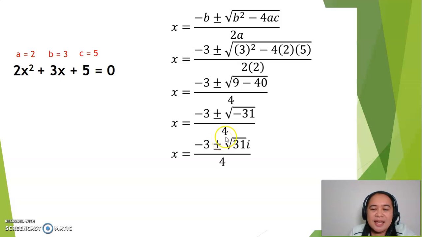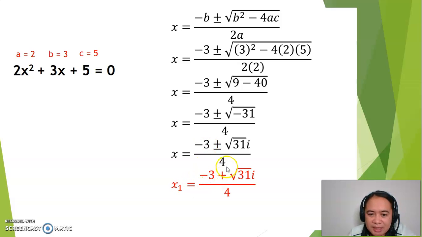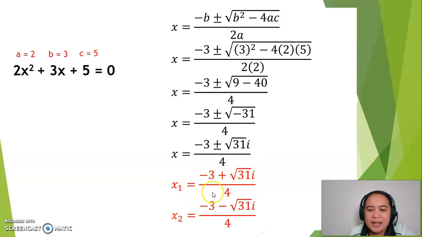Now in this case, take note, this is a negative radicand. So the square root of negative 31 is plus and minus square root of 31i. Take note, it should be imaginary because our radicand is negative. So therefore, our first root would be negative 3 plus square root of 31i over 4. Our second root would be negative 3 minus square root of 31i over 4. So therefore, these two are the roots of 2x squared plus 3x plus 5 equals 0.